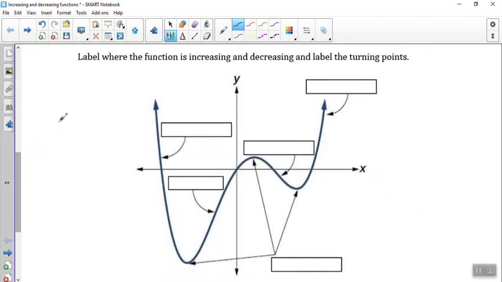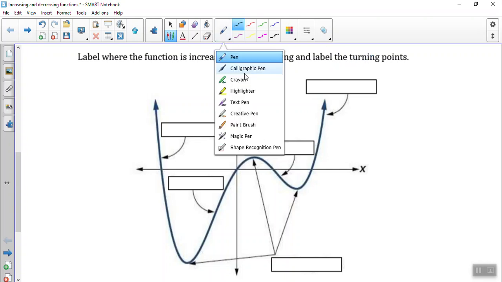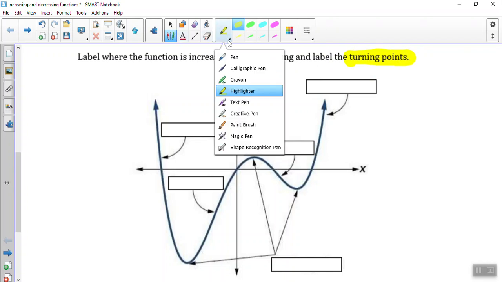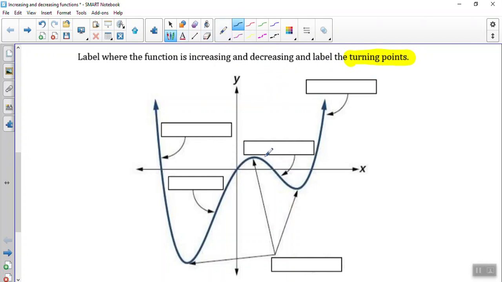So let's start by labeling this graph we have here, where the function is increasing and decreasing, and also label the turning points. Okay, I'm going to highlight the turning points because this is important to determine. It just makes things easier to determine where the function is increasing or decreasing. So a turning point, like for example right here, is a turning point, because the function is turning here. Same thing with here. This is a turning point, and over here. So these are called your turning points.